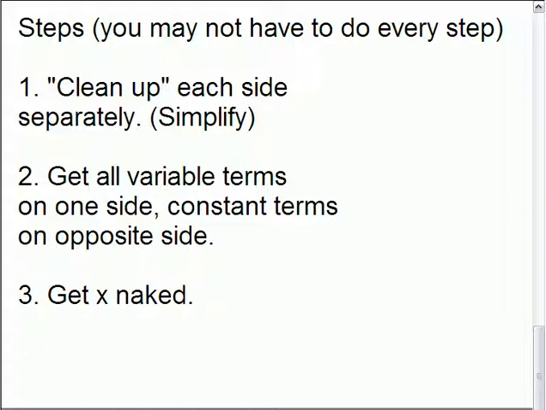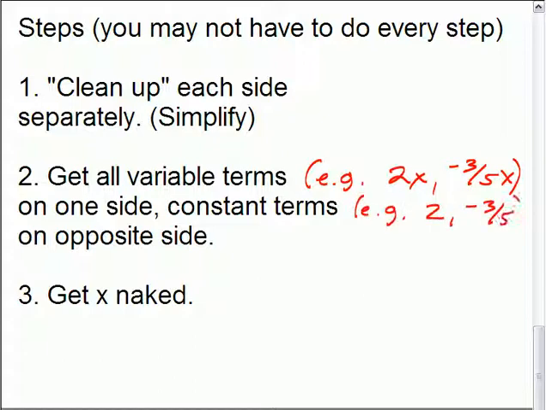The next step is to get all of your variable terms. Remember what variable terms look like? They may look like 2x, negative 3/5 x, and so forth. If a term has an x or another variable in it, then that's a variable term. And you want to get all of the variable terms on one side of your equation, and you want to get all of the constant terms, 2, negative 3/5, just our regular little numbers, on the opposite side.